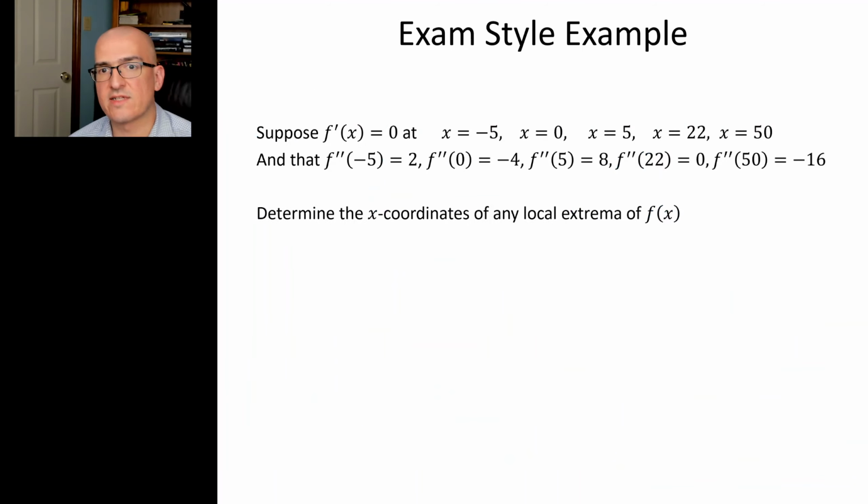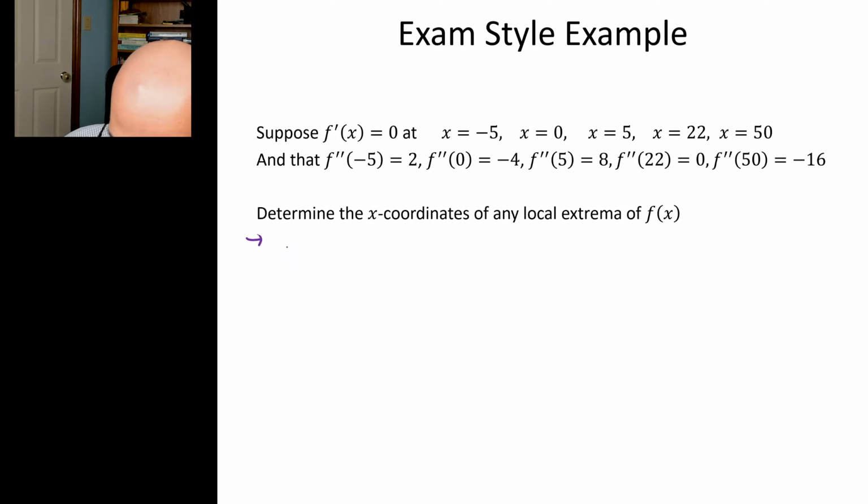Next example, next test or exam style example. We're told a pile of information. F double prime of x is equal to 0 at the following x values: -5, 0, 5, 22, and 50. And we're told that the second derivative at -5 is 2. Second derivative at 0 is -4. Second derivative at 5 is 8. F double prime of 22 is equal to 0. F double prime of 50 is equal to -16. Determine the x-coordinates of any local extrema.